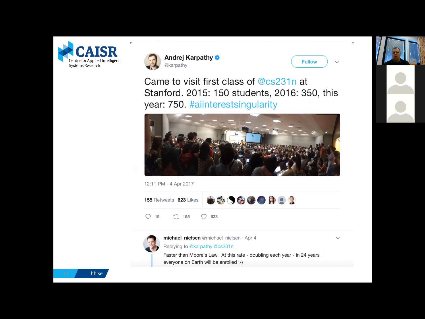That's obviously not only about deep learning, because here is an example from Stanford, people who are registered for their AI course: 150 students in 2015, 350 in 2016, 750 in 2017. So basically, every year the number of students doubles. So apparently in 24 years, everybody on Earth will be enrolled in this Stanford course. We have some time left, but not very much.